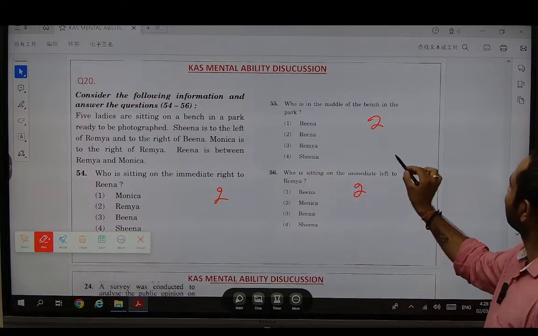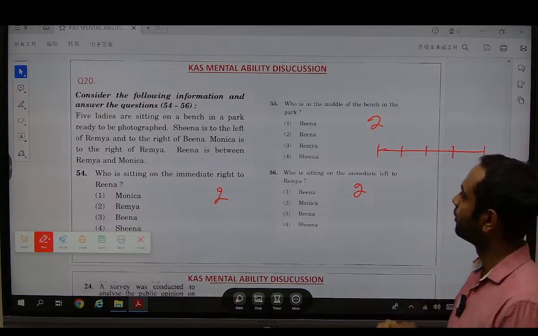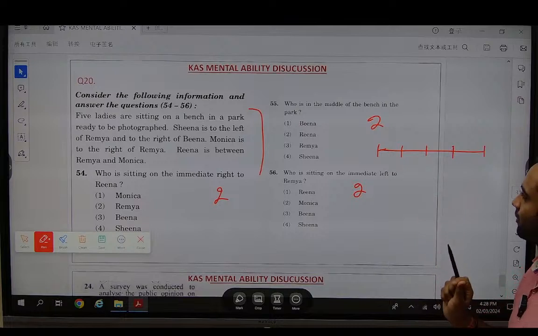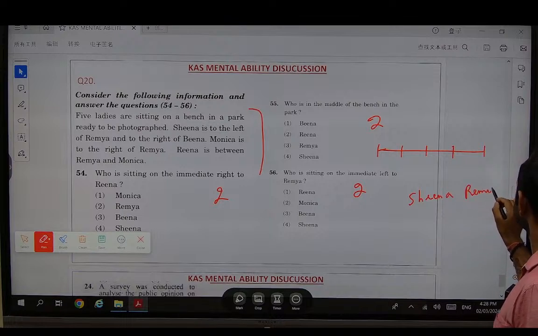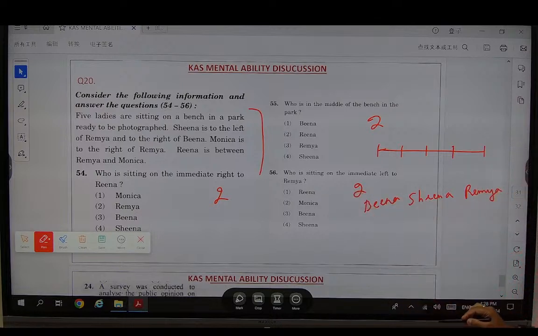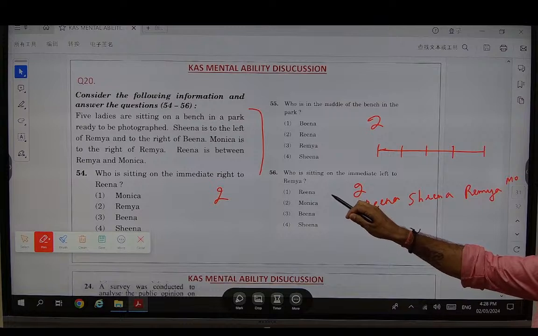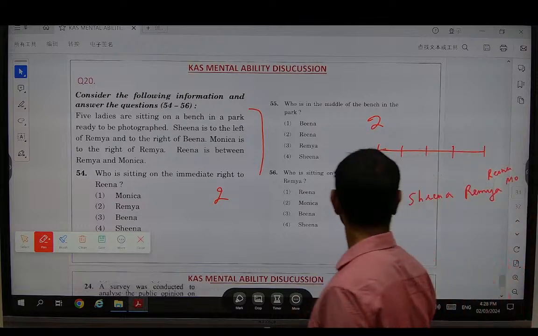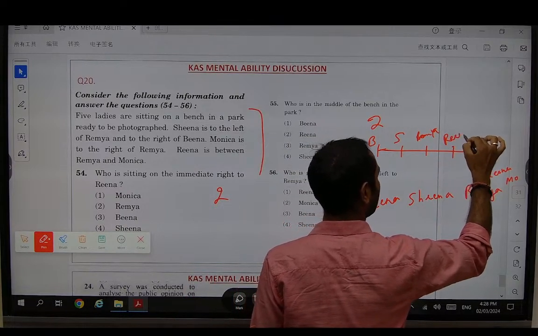So 5 ladies are sitting on a bench in a park. Yes, it is very difficult for 5 gents to sit in the park. 5 ladies are sitting on a bench in a park ready to be photographed, or region is also given. So Sina is to the left of Ramya and to the right of Beena. Very good. Monica is to the right of Ramya. So Monica will come out of the screen. The photo will not come correctly. Monica is to the right of Ramya, and Reena is between Ramya and Monica. Now we will place it here. This is Beena, this is Sina, this is Ramya, this is Reena, and this is Monica.